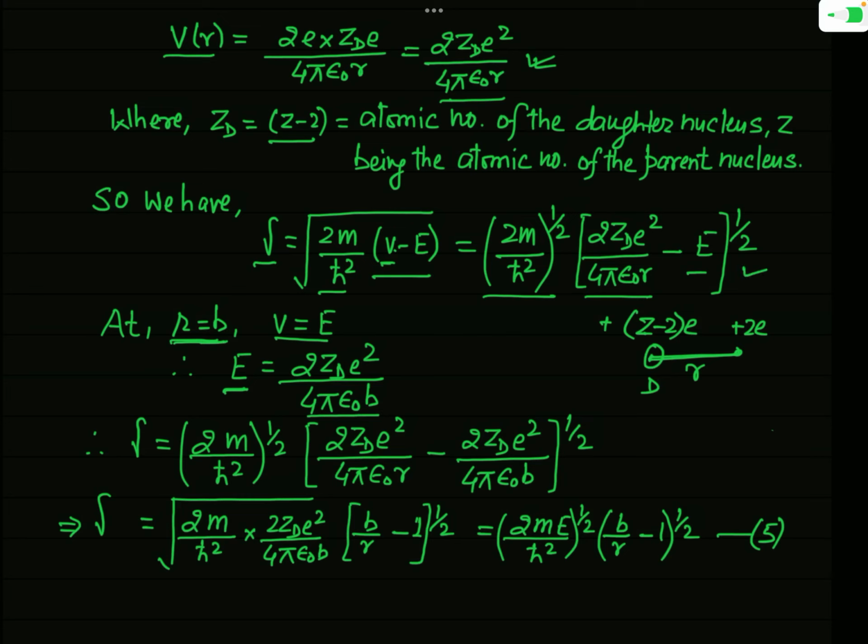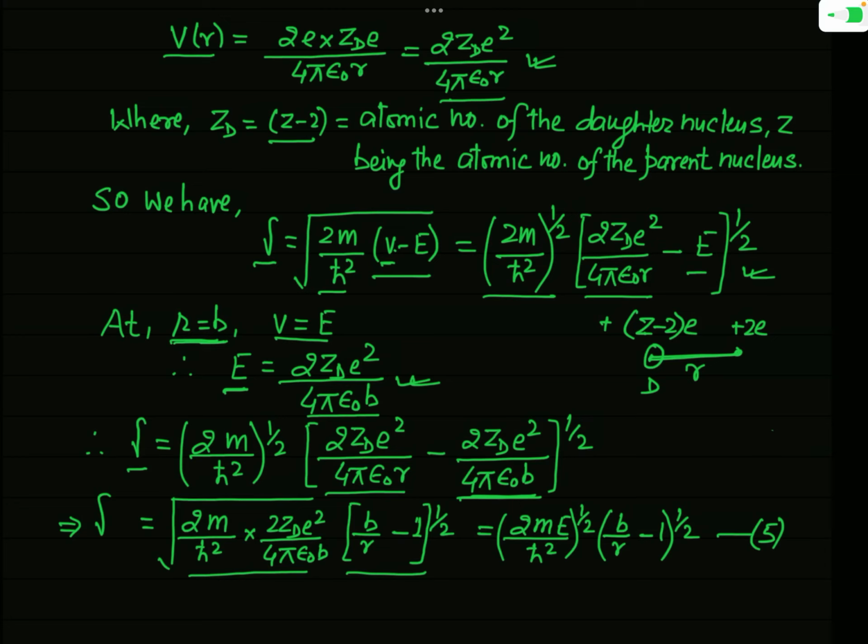So in this expression for gamma, we can replace E by this expression. So you can write gamma equal to (2m over h bar squared) to the power half times (2 Z_D e squared over 4 pi epsilon naught r minus 2 Z_D e squared over 4 pi epsilon naught b). You can see E is equal to this much. Now, the square root of 2 Z_D e squared over 4 pi epsilon naught b we have taken as a common factor. So you can see gamma can be written as 2 times the square root of 2m over h bar squared times 2 Z_D e squared over 4 pi epsilon naught b, times (b over r minus 1) whole to the power half. Is it okay?